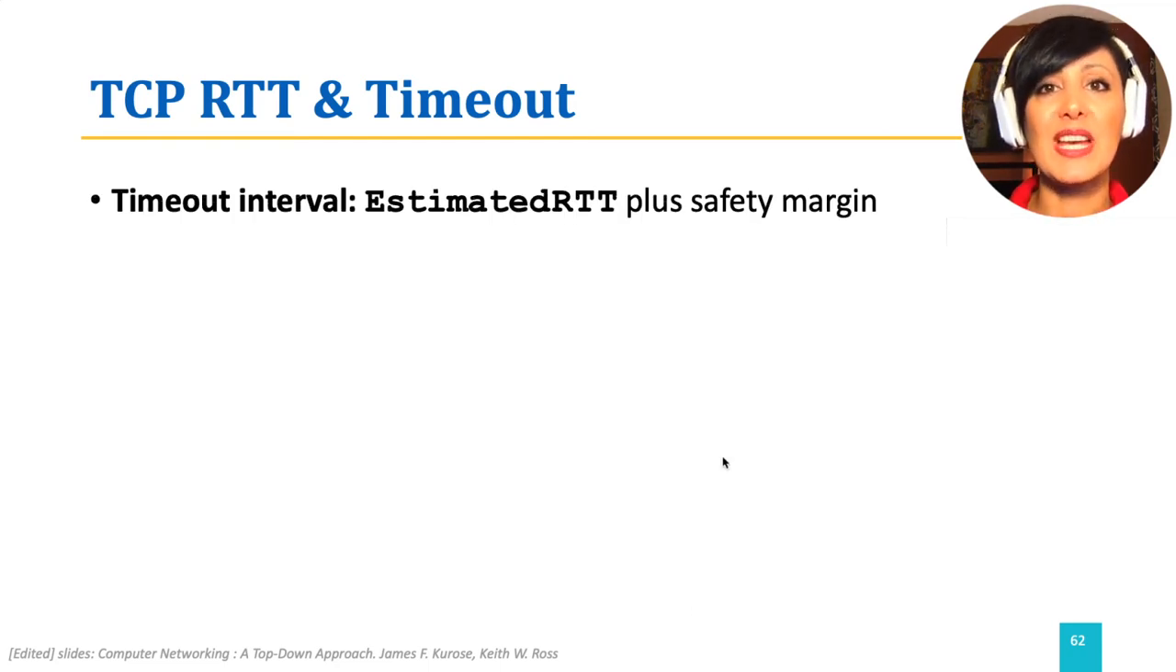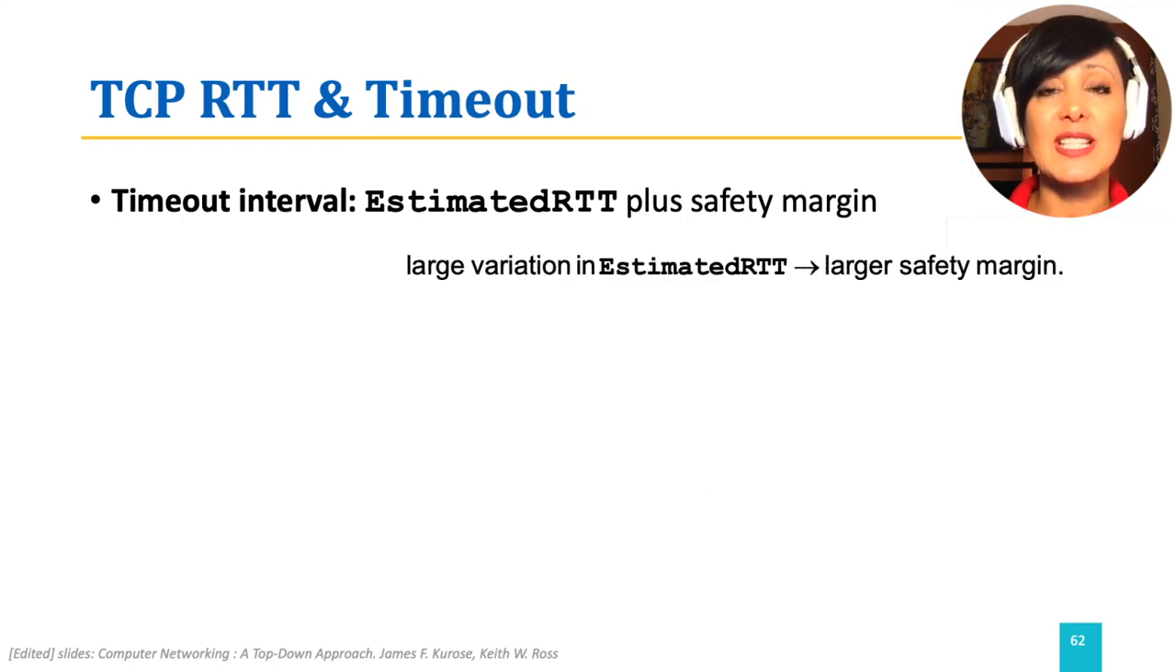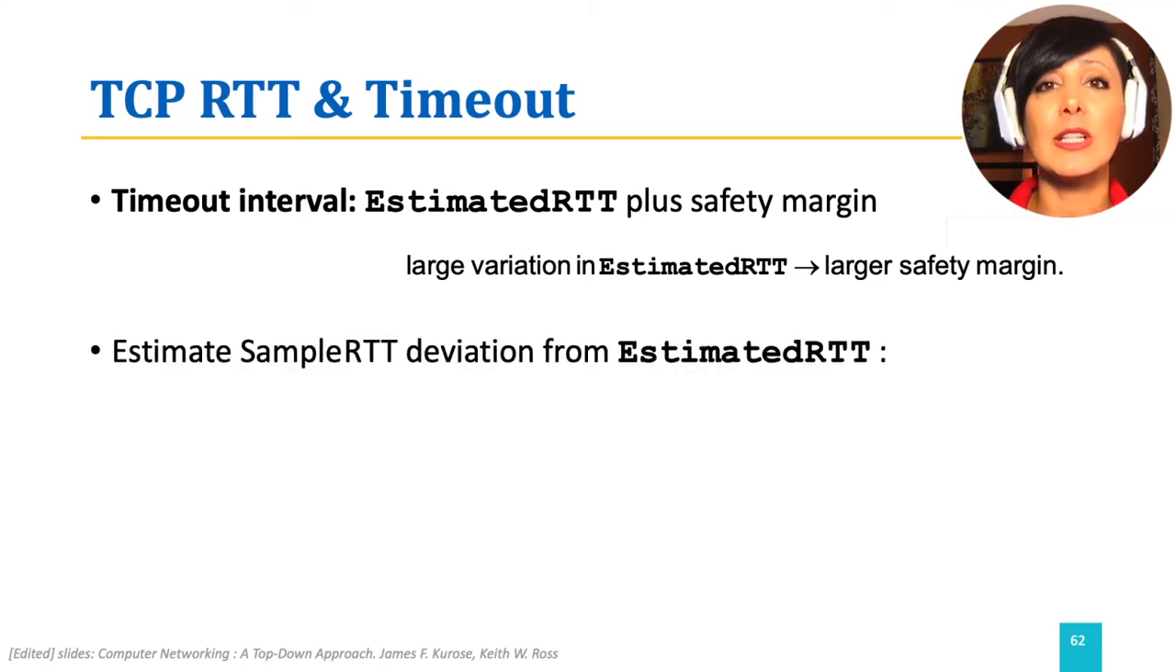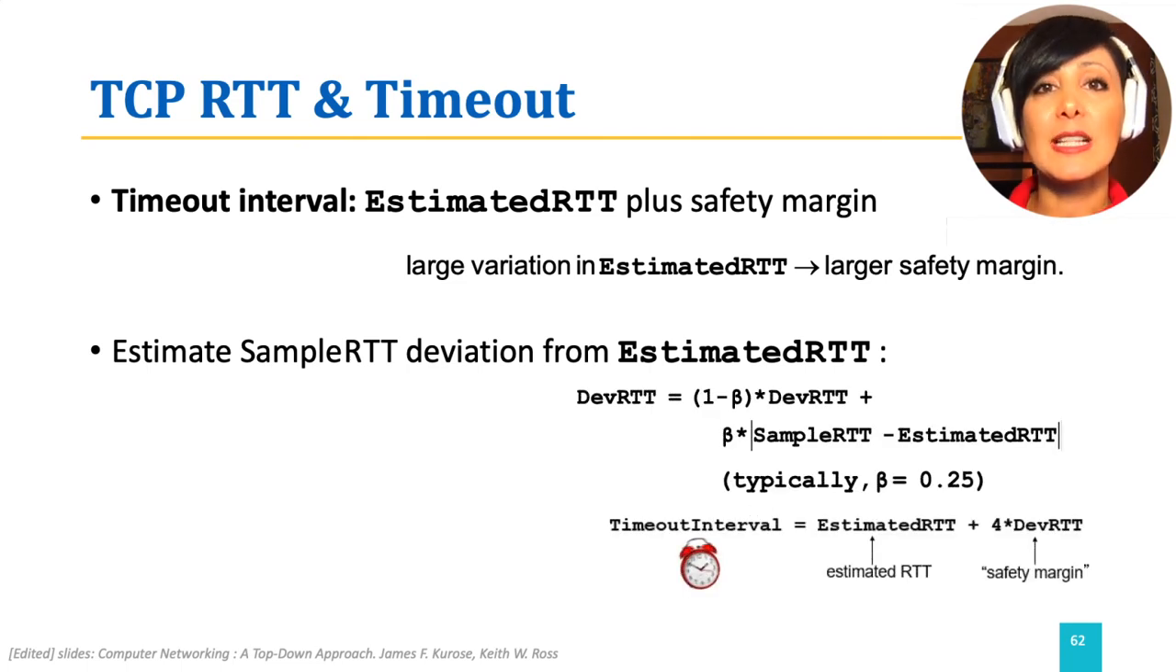A way to do this is considering the deviations in the RTT value as well. The larger the variations in our RTT value, the larger we have to choose our safety margin. We can find the deviations using a similarly weighted average formula, with beta deciding the weight of the historical value to the changes of the estimated RTT in the last sampling. The typical value used for beta is 0.25.